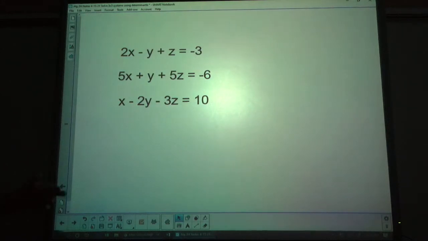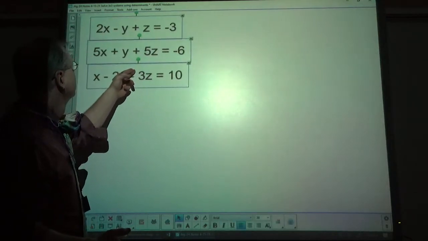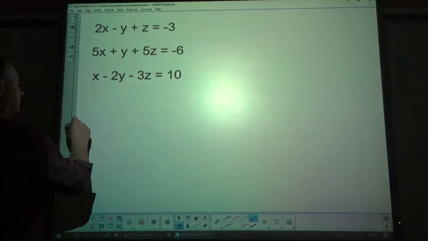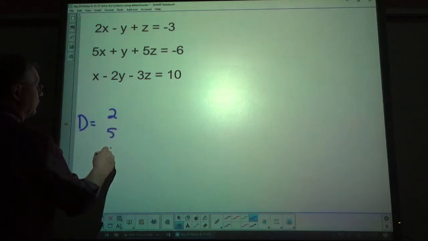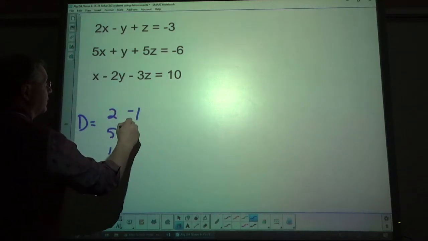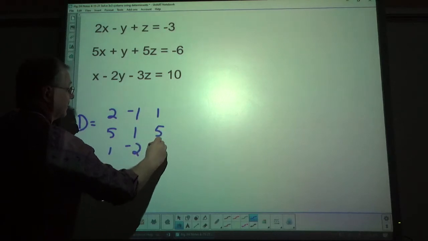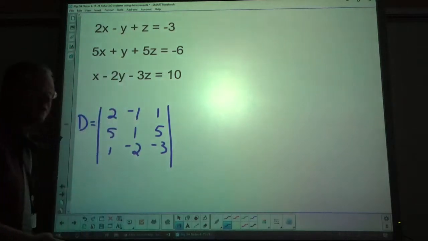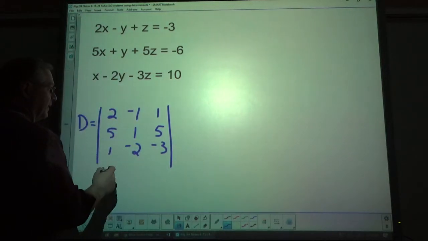All right, now that you've unpaused it, we will work with this. All right. D is going to be 2, 5, 1, negative 1, 1, negative 2, 1, 5, negative 3. There's our D. I'm actually going to simplify D, and I'll do each of these separately.